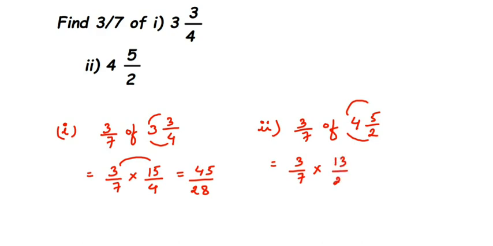Now multiply. Can we cancel numbers? We cannot cancel. Just multiply. So 3 into 13 is 39. And 7 2s are 14. So that's it. I have covered all the questions here of 2 marks. Now this type of questions can come for the exam. So if you understand how to do this type of problem, and if they change the numbers, you will be able to solve them.